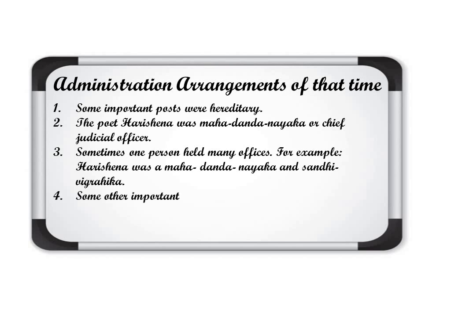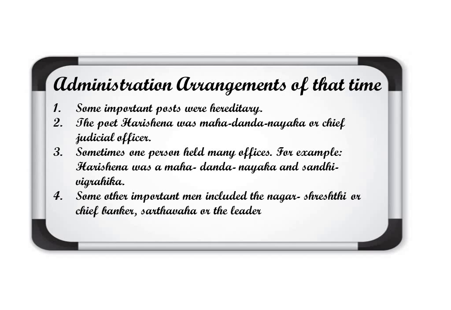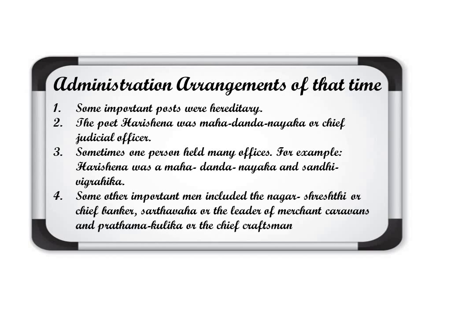Then number 4, some other important men included the Nagashreshti or chief banker, Sarthavaha or leader of merchant caravans, and Pratamakulika, the chief craftsman, that we have done. So you have to learn these names. Nagashreshti means chief banker, Sarthavaha means leader of merchant caravans, and Pratamakulika means the chief craftsman. This is all about the different posts or offices that were there in administration.